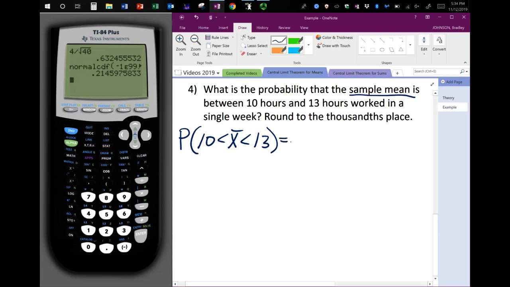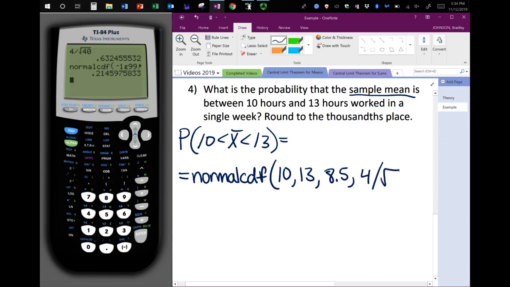We know that x bar is distributed normally. So this will be equivalent to using normal CDF. The lower bound would be 10. The upper bound would be 13. The mean remains the same at 8.5. And the standard deviation, we know for sample means, has to be adjusted. It actually truly gets smaller. You take 4 and divide it by the square root of 40, which we did earlier.